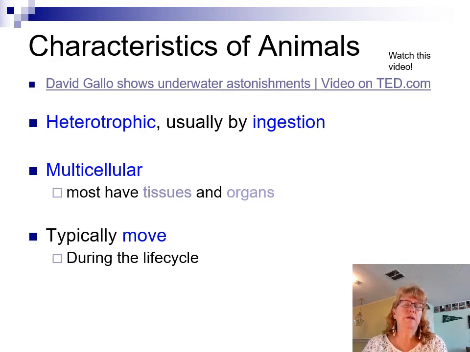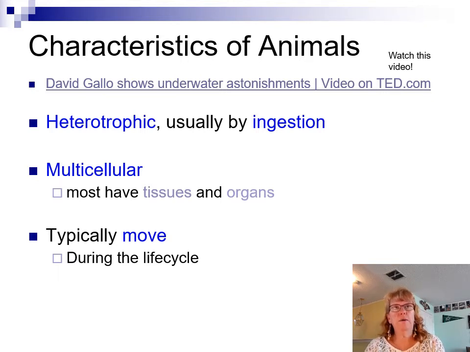Everything in the animal kingdom is going to be heterotrophic, and heterotrophic by ingestion, meaning that food is taken in, digested inside the organism, and then the nutrients are used for energy and so forth. Every organism in this kingdom is multicellular, so there are no single-celled organisms, they're all multicellular. Most of them have tissues.